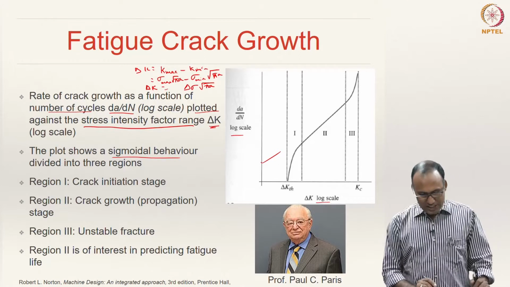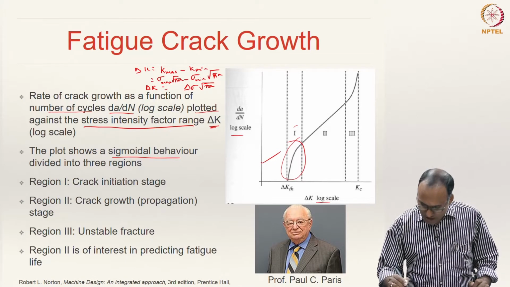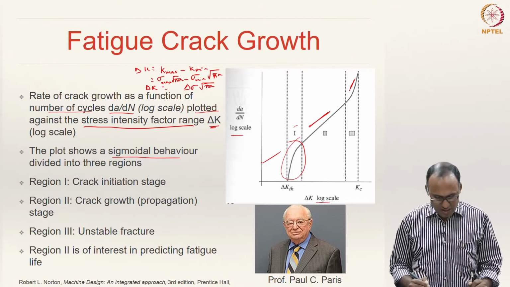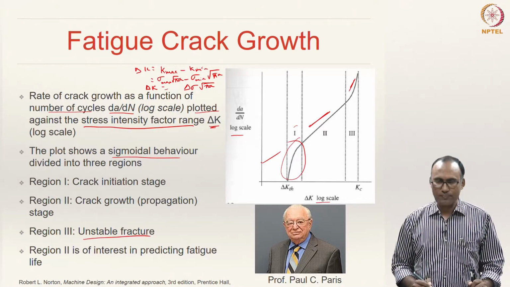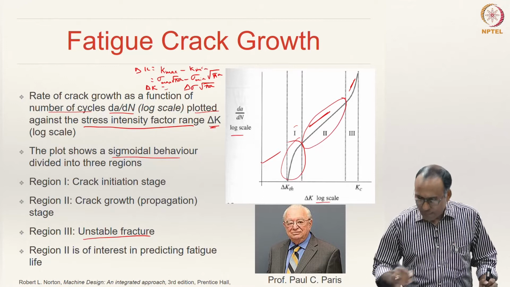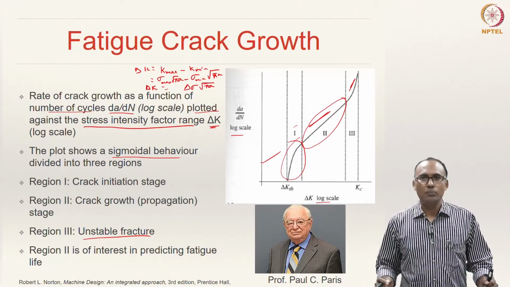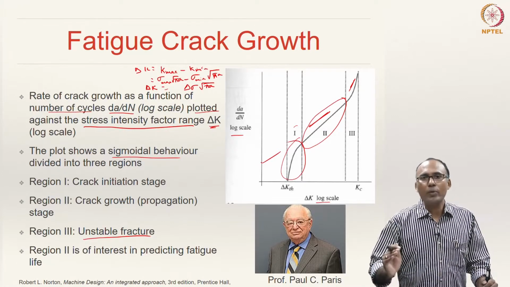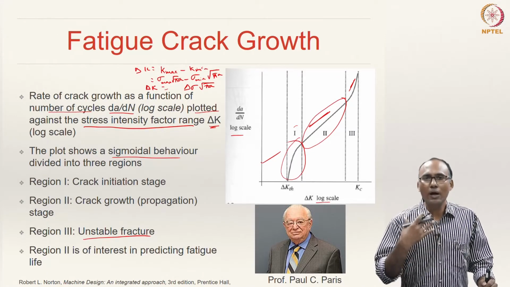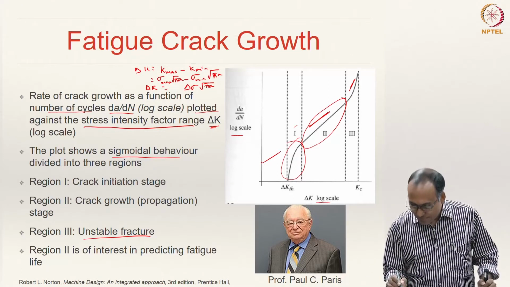Okay. So, region 1 here is what we call the crack initiation stage, region 2 is the crack propagation stage, and region 3 is unstable fracture. And for us, region 2 is very important because here the crack is propagating in a stable manner. Even if the crack propagates, it is not going to cause any catastrophic events in the component's service life.